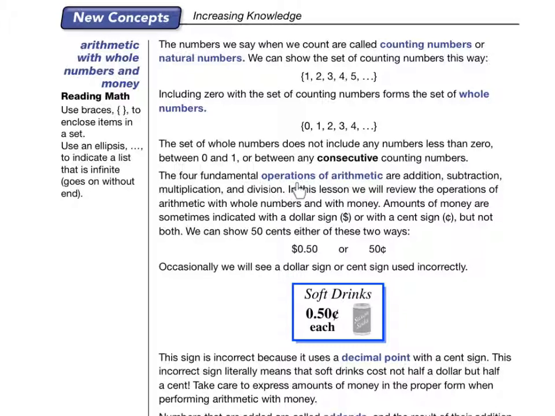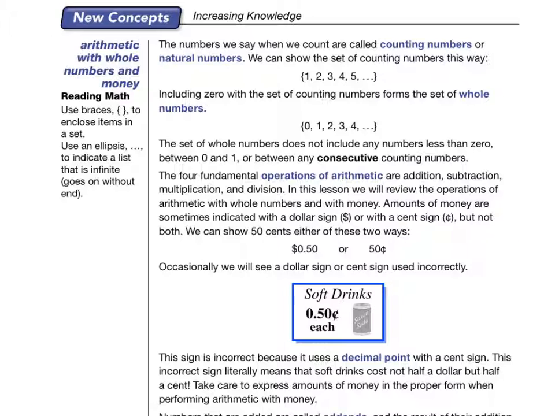The other thing you can write down is, you already know this, so whether you write this down or not, I don't care, because we know the operations of math that we will be discussing are addition, subtraction, multiplication, and division. So in this lesson, we're going to review the operations with whole numbers and with money: addition, subtraction, multiplication, and division with money.